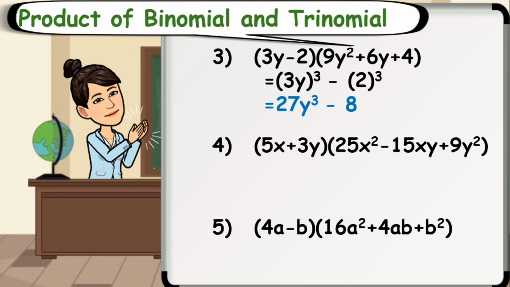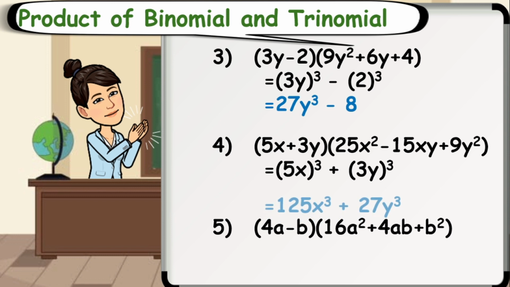Number 4. The quantity of 5x plus 3y times the quantity of 25x squared minus 15xy plus 9y squared. The pattern was satisfied, so we will again apply the identity wherein we have to get the cube of the first term of our binomial, which is the quantity of 5x raised to 3, plus the cube of the second term of our binomial, which is the quantity of 3y raised to 3. Simplifying, we have 125x cubed plus 27y cubed as our final answer.